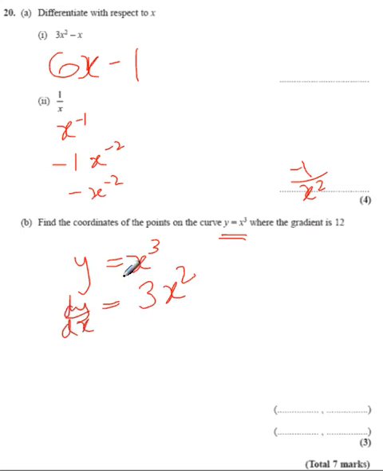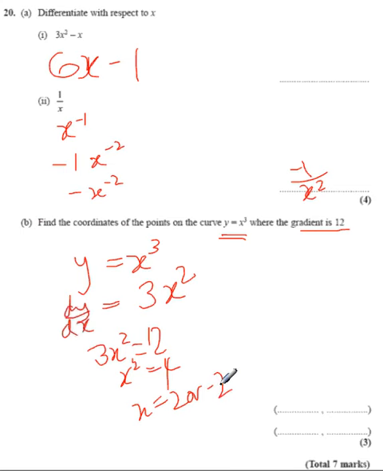Now, if the gradient equals 12, that means that dy by dx equals 12. So therefore it follows that 3x squared must equal 12. So if 3x squared equals 12, then we say x squared equals 4, and x equals 2, right? Be very careful. If x squared equals 4, then we have to remember that there's a plus and minus, a positive and a negative solution. So x is 2 or minus 2.